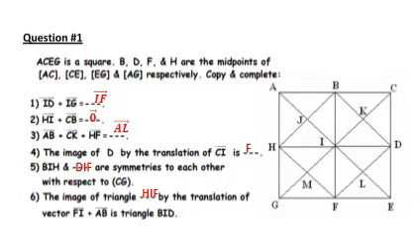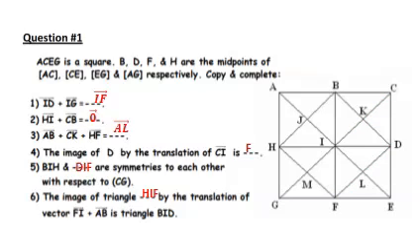Now the image of D by the translation of CI. So this is CI. What could be the image of D by the translation of CI? I'm going to go with the same magnitude and the same direction. So it's F. The image of D is F, as the image of C is I.